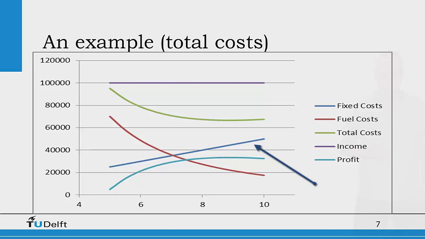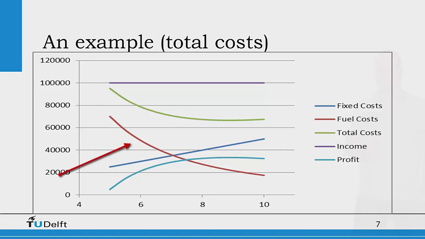Then the next line to focus on is basically the dark blue line. The dark blue line is running linearly up from 5 to 10 days, and it doubles in the 5 to 10 days. This is the fixed cost. This is the combined cost of the financial cost and the operational expenses. So this is 5,000 a day, 3,500 plus 1,500. This means that at 5 days it's 25,000, and in 10 days it is 50,000.